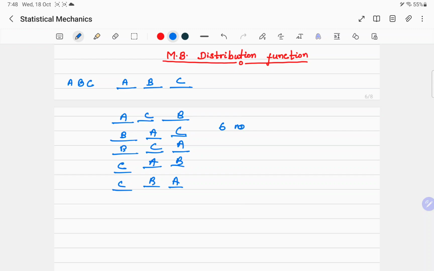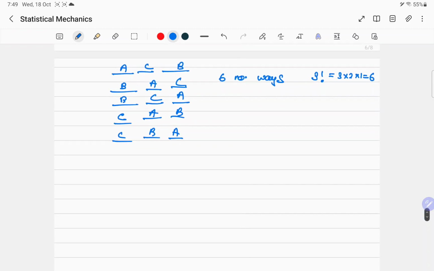So in total, there are 6 ways to arrange three particles A, B, C in three energy states. That means I can arrange three particles in three energy states in 3 factorial ways, right? Because 3 factorial means 3 into 2 into 1, that is 6. And I must say that here the particles are interacting.